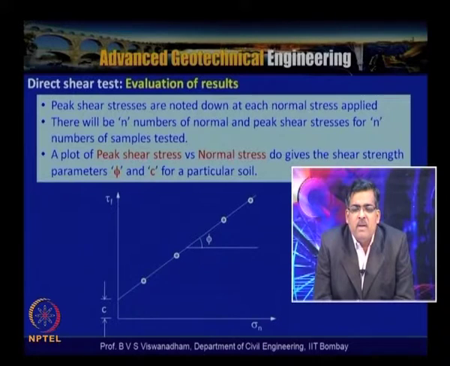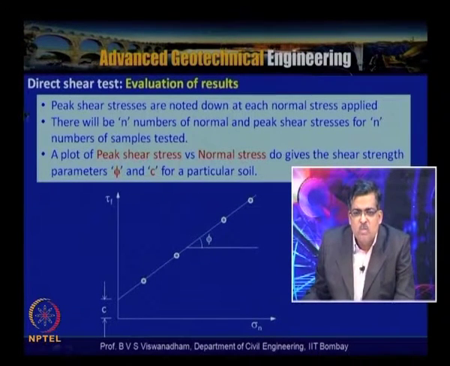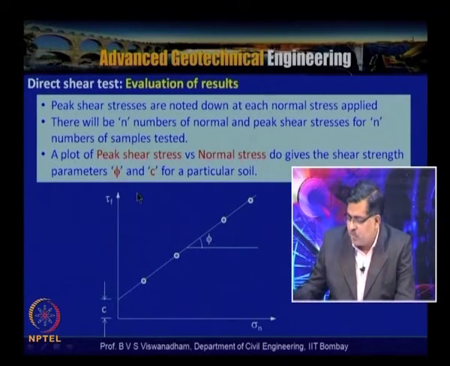There will be 1 or 2 or 3, basically a minimum of 3 tests are required, and if you are trying to do, say, 5 normal stresses, you will get 5 shear stress displacement curves. A plot of the peak shear stress versus normal stress gives the shear strength parameters phi and c for a particular soil. So we will be able to get the c and phi for a particular soil from this curve.